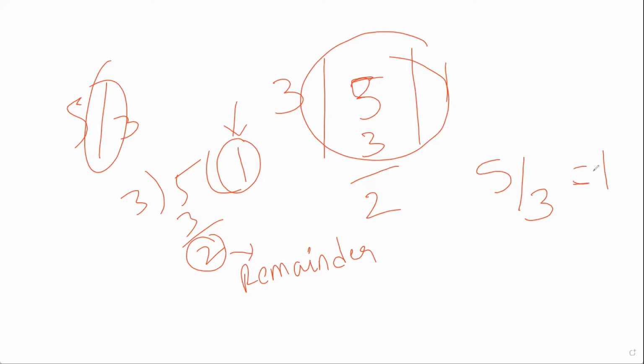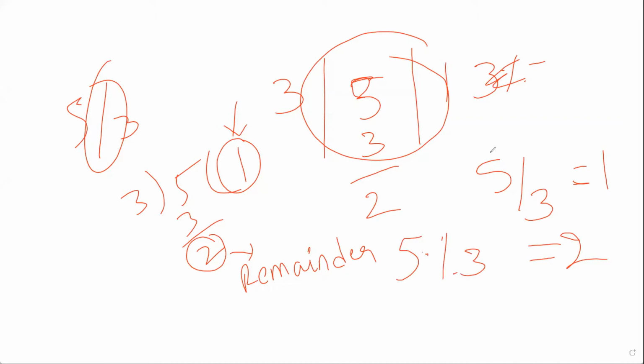If I apply the modulus operator, then I am getting the result 2. Why? Because that is the remainder. So the intention of the modulus operator is to find the remainder. In C programming, the modulus operator is the percentage symbol. If I say 5 percentage 3, that means 5 modulus 3.